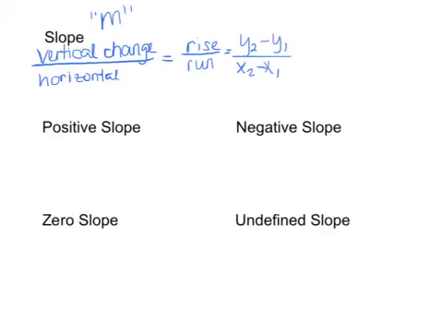All right, now let's talk about slope on a graph. If you have a positive slope, what that means is that your line is going to be increasing from left to right. If you have a negative slope, your line decreases from left to right. Zero slopes are those with horizontal lines, or all horizontal lines have zero slopes.